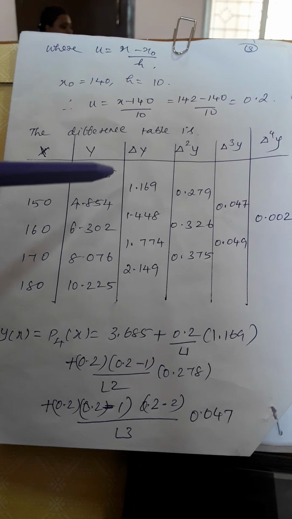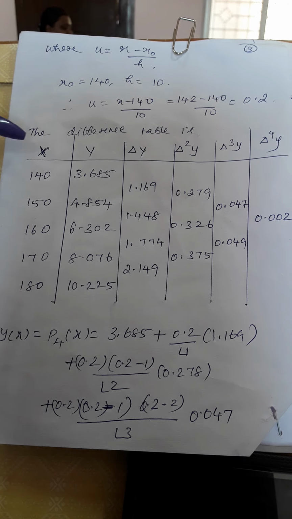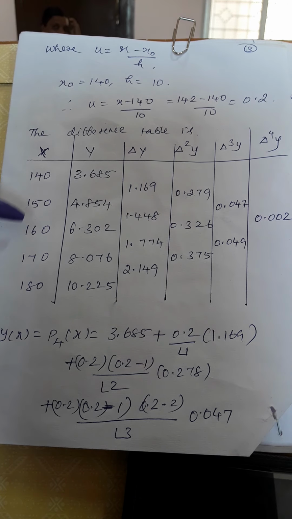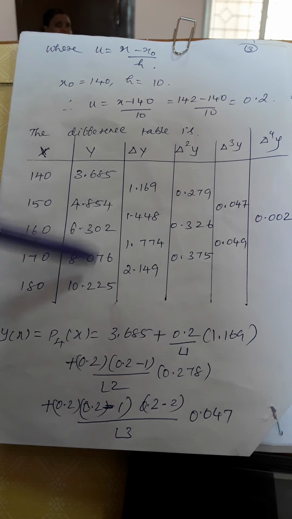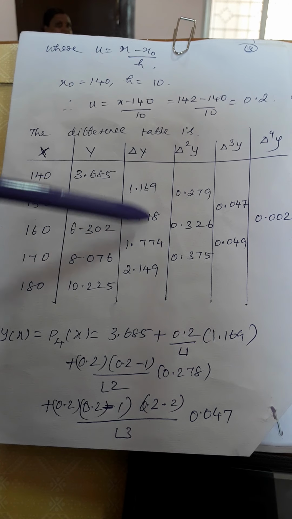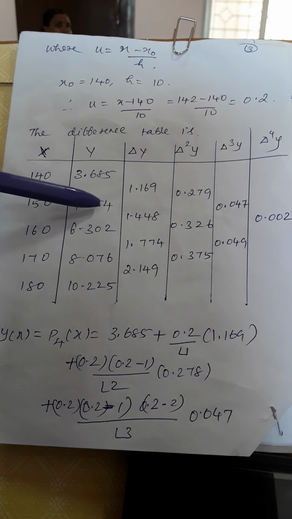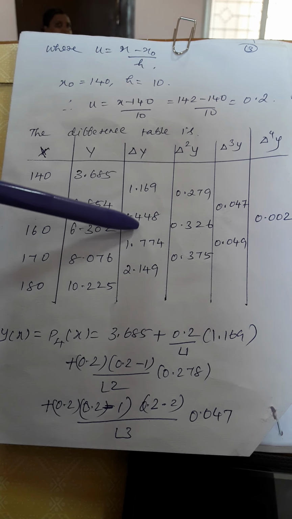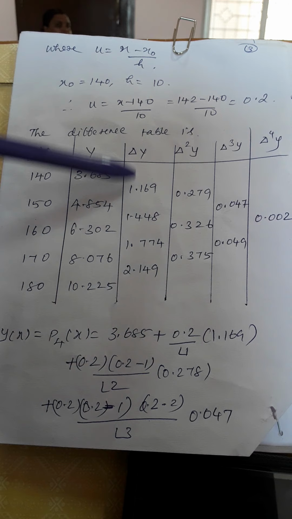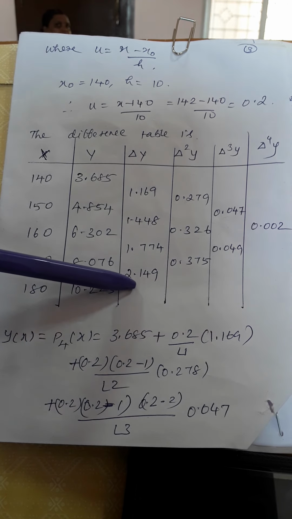So we separate it into 6 columns and 5 rows. In the first column, which is defined as x, we take all the temperature values: 140, 150, 160, 170 and 180. The corresponding pressure values are given over here. For the corresponding y values, we calculate del y: 1.169 by subtracting the first value from the second value. Likewise, we calculate 1.448 by subtracting the second value from the third value. Likewise, we calculate all of the del y column.